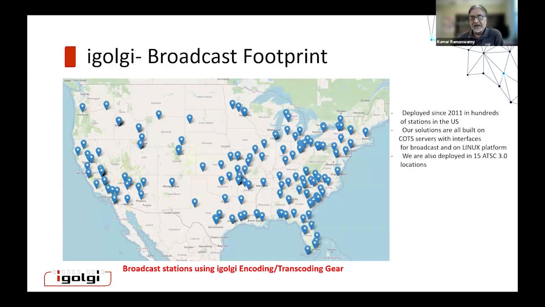The reason I provide this background is that it's relevant to what I'm going to talk about. It leads into where all this is going. This is our footprint in the broadcast world. We are in hundreds of mostly low-power television stations, several Class A and several full power as well. We are also in about 15 ATSC3 locations. We provide encoding and the whole stack, actually: encoding gateway, broadcast gateway, and signaling gateway for the ATSC3 platform as well.